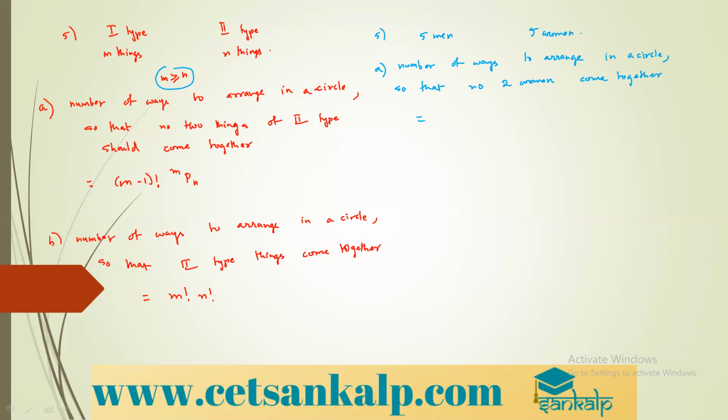So what will you do? First you will take 5 men, (5 minus 1) factorial. And then from the 5 men's gaps you will take 5 women and arrange. That means you will take 4 factorial into 5 P 5, which is 5 factorial. 4 factorial is 24 into 5 factorial is 120. So you have 2880 ways.